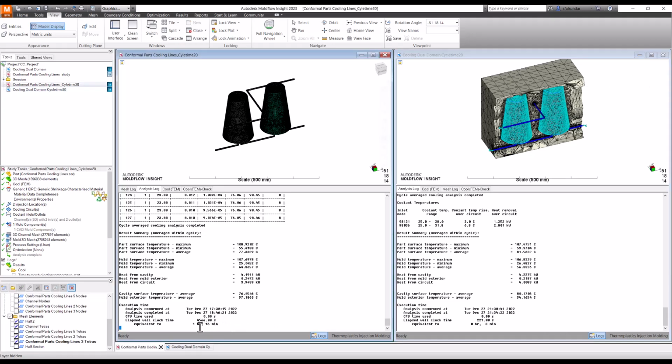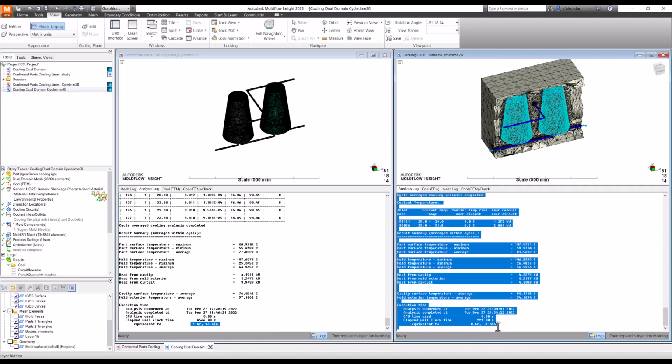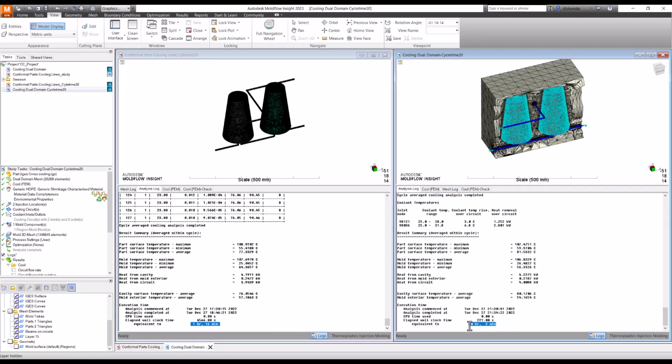Well, with the 3D mesh and average within the cycle for the mold temperature, it took 1 hour and 16 minutes, versus the dual domain with 1D element and the 3D mold mesh, which hardly took 3 minutes to run. That was pretty quick.